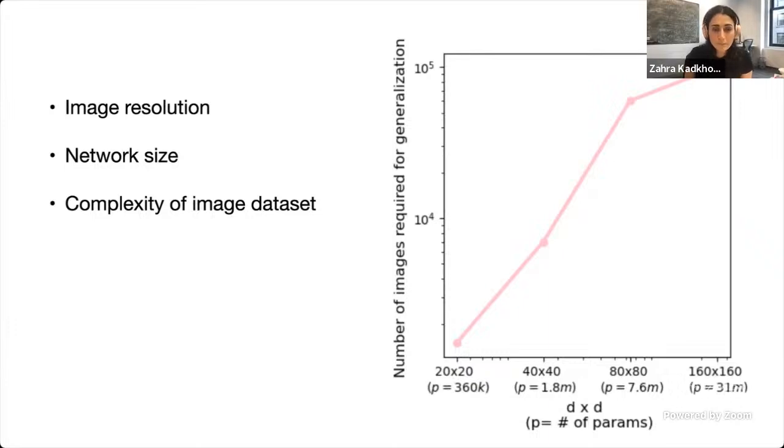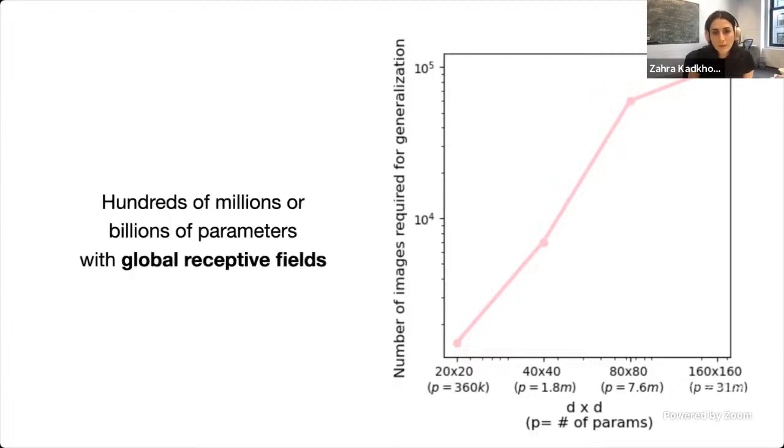Okay. So as you can see, we need exponentially more data when we increase the size of the image and the size of the network. And this is what has led us as a community to build larger and larger models. Hundreds of millions or billions of parameters are now common in diffusion models.